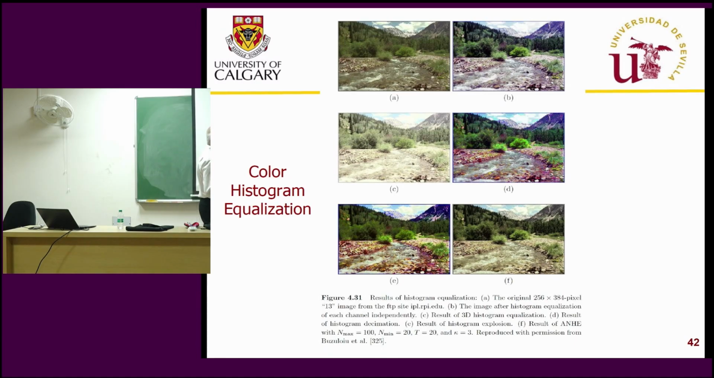C is 3D histogram equalization, not so good. Histogram decimation is another technique. All these magenta color pixels have come up. E is histogram explosion. Again, other colors have popped up.